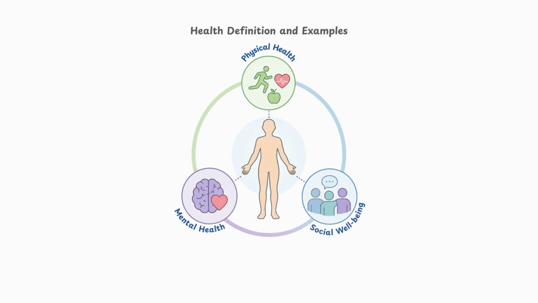Think of your health like a three-legged stool where physical, mental, and social well-being all work together to keep you steady. While we often prioritize how our bodies look or perform, the reality is that health includes three important aspects: physical, mental, and social well-being. It's a common misconception that being fit equals being healthy, but a person can be physically healthy but still experience poor mental health or lack social support.